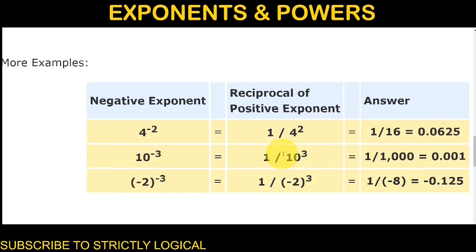Write the reciprocal of the positive exponent. It will be 1 upon 10 to the power 3, which is equal to 1 upon 1000, and in decimal it can be written as 0.001. The last example in this case is minus 2 to the power minus 3.